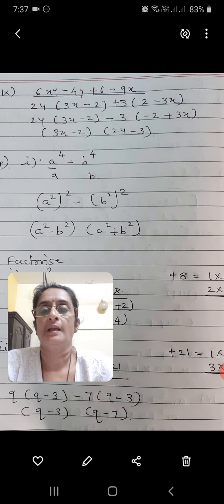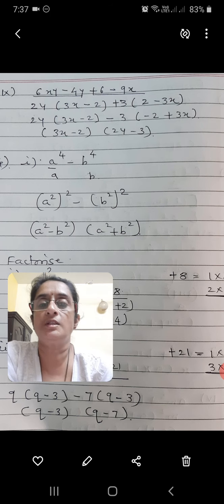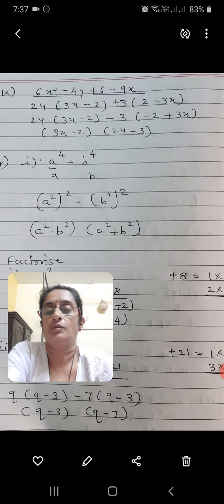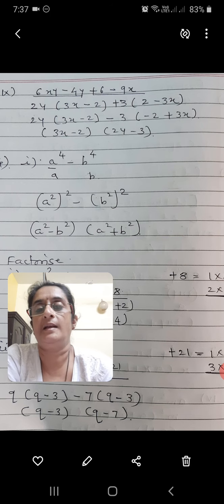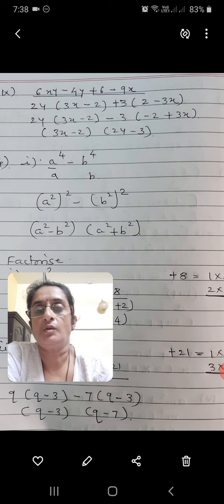So see these two brackets, 3x minus 2 and 2 minus 3x. In the first bracket 3x is positive, in the second bracket 3x is negative. So we have to change it. Now how to change it? We'll change the sign of the bracket. So first part I have kept as it is, 2y times 3x minus 2. Here 3x is positive, so we have to make 3x positive in the second part also. So whatever plus 3 is there, I change it to minus.